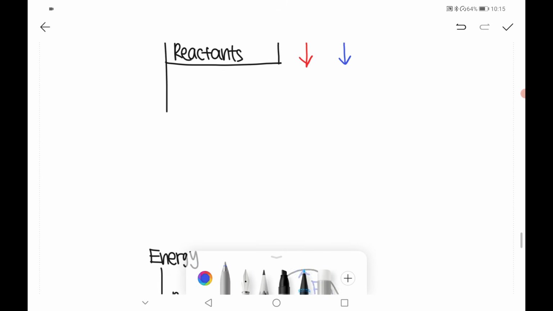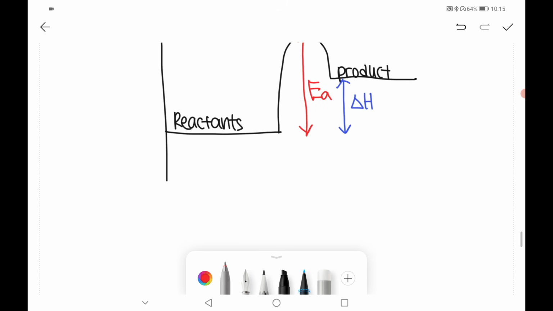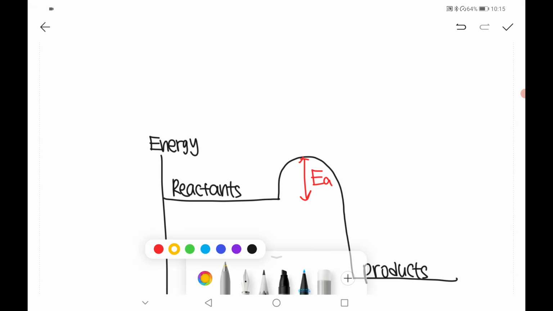So what is activation energy? The total energy that is absorbed to break the bond. So this is the activation energy. From here to here, this is the total energy that we absorb.